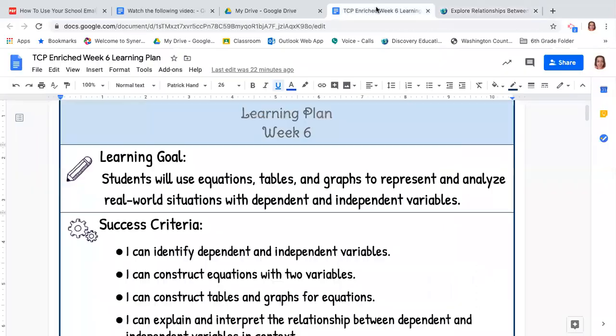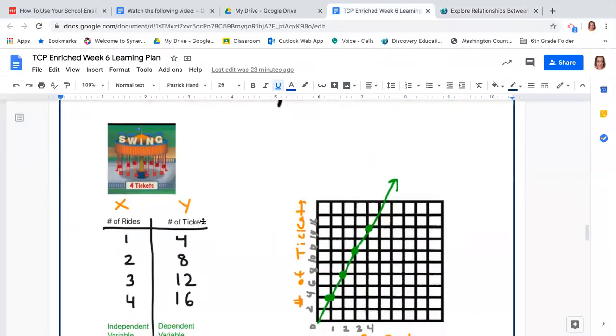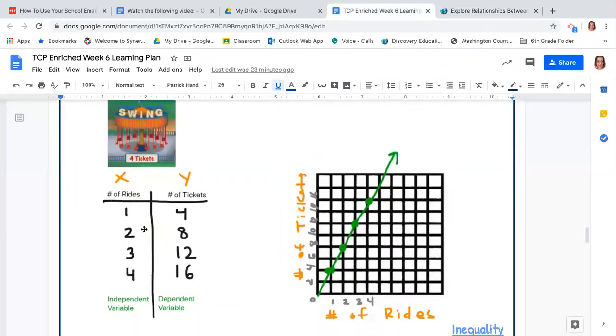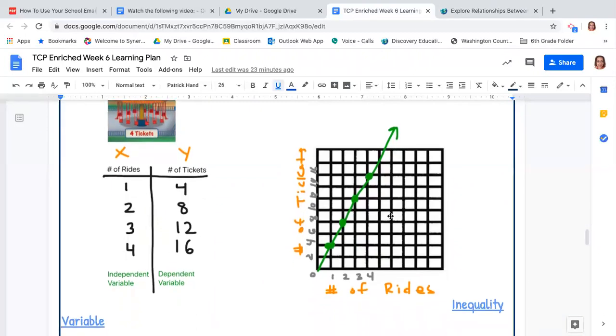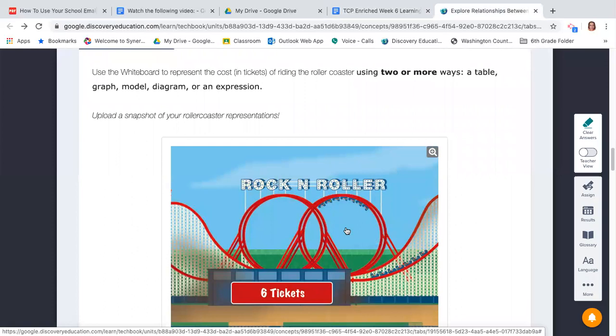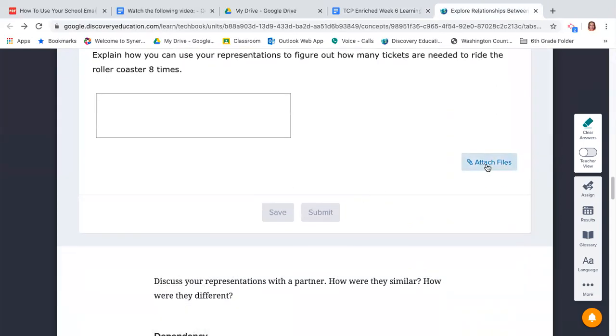What you can actually do is go back to the learning plan and look at this. This shows you your equation, so you can write an equation for it. This is a table that I've shown you, with independent variable and dependent variable, and this is a graph that you can use. So you can choose one of those to express how many tickets it would take for you to ride this 8 different times: a table, a graph, a model, a diagram, or an expression. Okay? Make sure you attach your file here and make sure you hit submit.